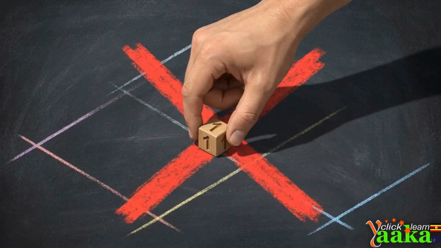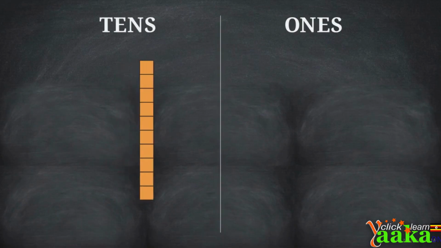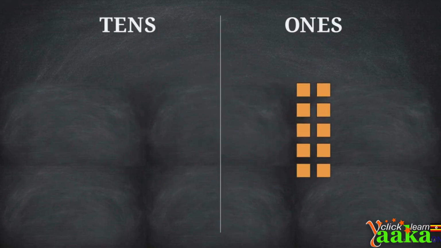People often call this step borrowing a 1. That phrase is misleading. You are not borrowing a single unit, you are moving a full group of 10 from one column to the next.